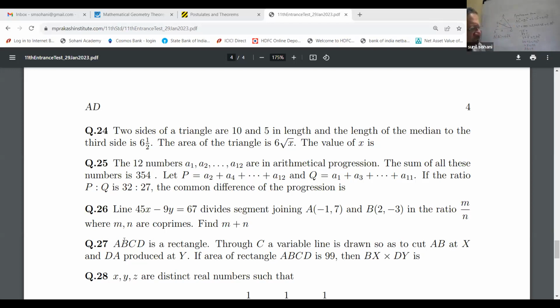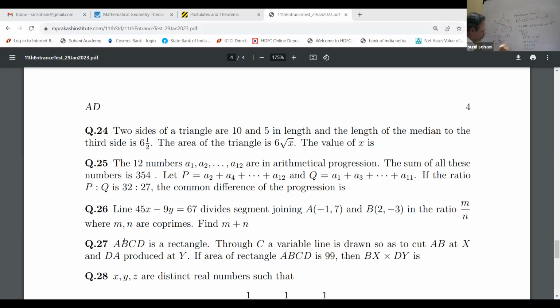Now the second part is very easy. You have 3 sides known to you. You have Heron's rule to find area when only 3 sides are given. So to find area, first we find semi-perimeter. 15 plus 9, 24 upon 2 is 12.